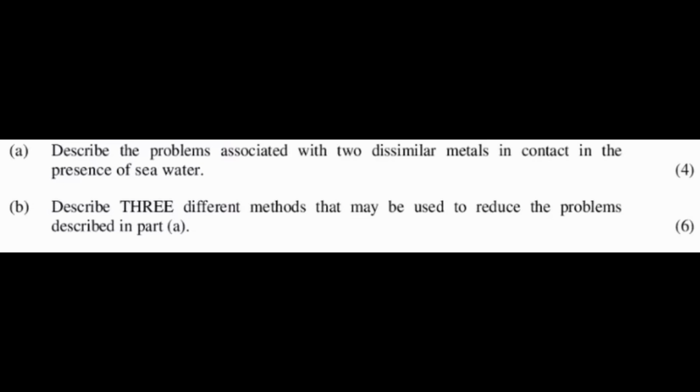A. Describe the problems associated with two dissimilar metals in contact in the presence of seawater. B. Describe 3 different methods that may be used to reduce the problems described in A.